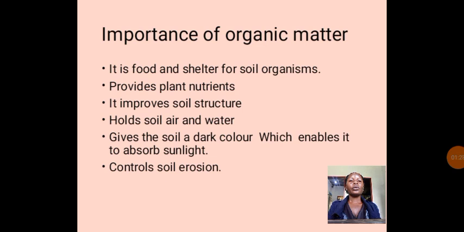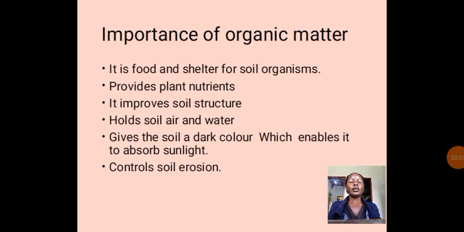Then we are saying that it provides plant nutrients. Remember, organic matter is composed of very many things, very many materials that produce different nutrients which are necessary for the growth of plants. So when you combine the plant residues, you combine animal residues and other materials, when they decompose, they release different nutrients which are very useful for the growth of our crops.